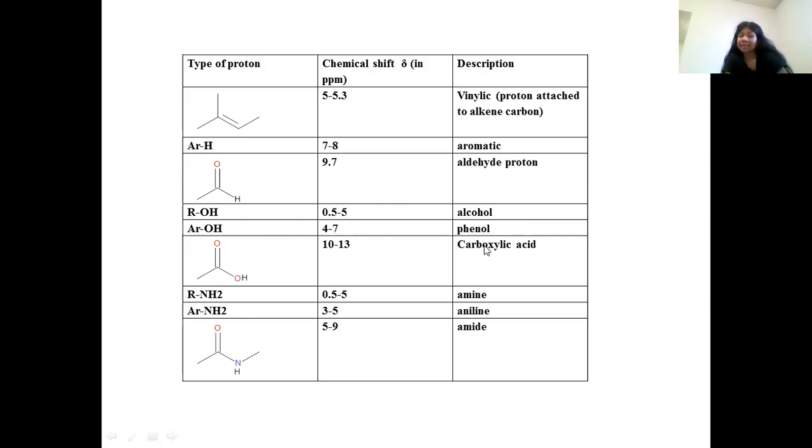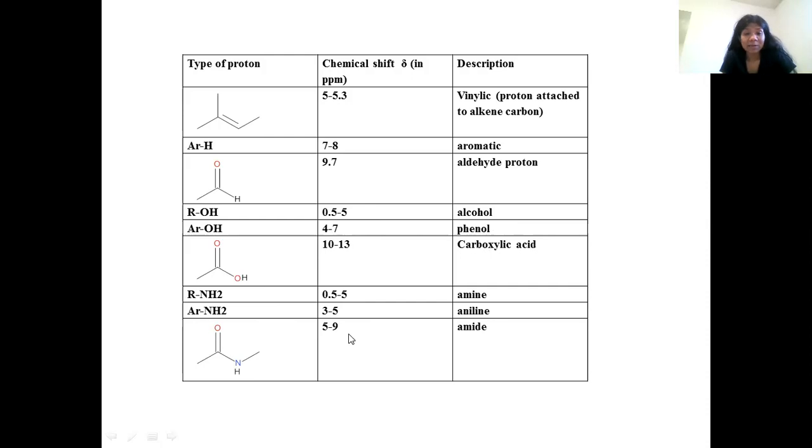Carboxylic acid has a high chemical shift value, 10 to 13. For amine, it would be 0.5 to 5. For aniline, it could be 3 to 5. For amide, it could be 5 to 9.